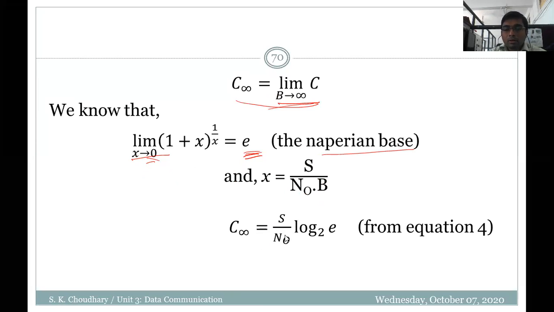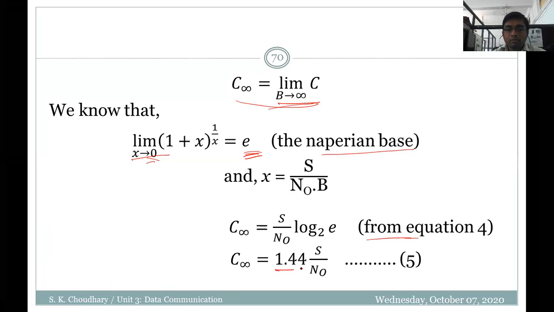Now using the same standard equation of the Neperian base, your C infinity would become S upon N naught log base 2 of e. From equation number 4 we have written this. Now we know that log base 2 of e is equivalent to 1.44. So C infinity would become 1.44 signal power S upon the power spectral density of the noise N naught. This becomes a very important relationship.